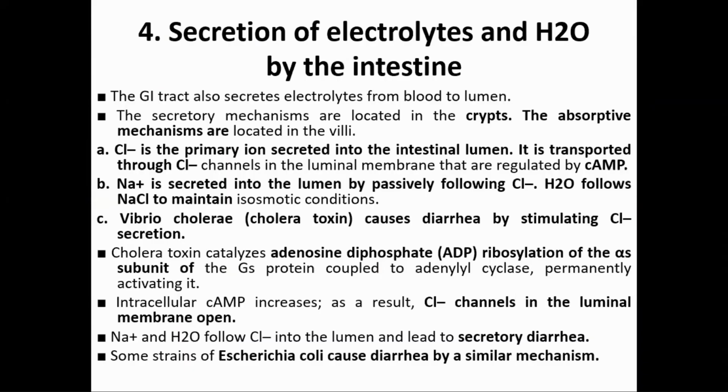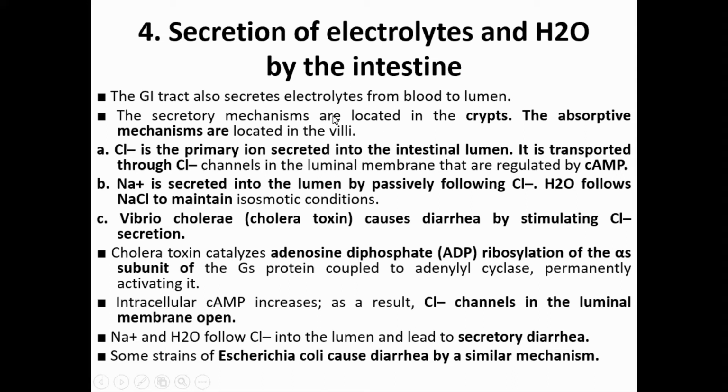Now important, very very important, right? Water secretion increases in some disease conditions. Water and electrolyte secretion occurs maximum in disease conditions such as cholera and diarrhea, mainly in cholera. So the GI tract also secretes electrolytes from the blood to the lumen.